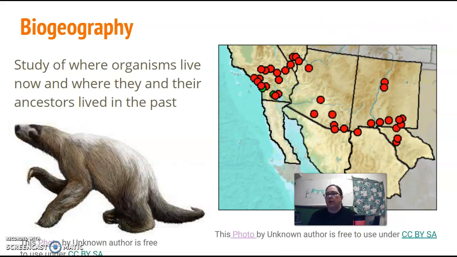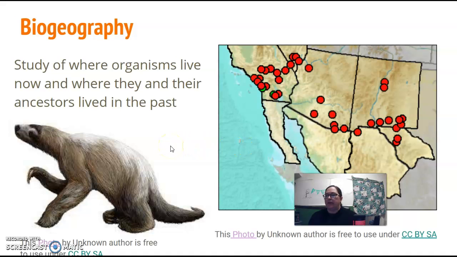Biogeography is one of your vocab words. So biogeography is the study of where organisms live now and where they and their ancestors lived in the past. So this is a Shasta ground sloth. It also lived, or at least roamed, through Nevada and other places as shown here on the map. There's a gypsum cave near the Nellis Air Force Base where they have found remains of this sloth. They found other things: wolf, a stilt-legged horse, 2 types of camels, deer, bighorn sheep, just to name a few.